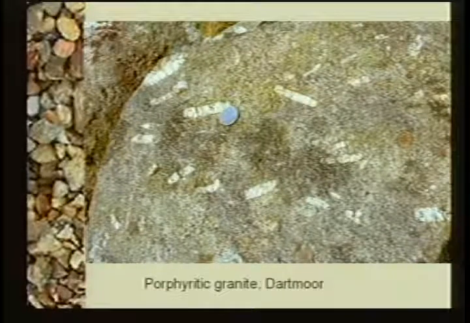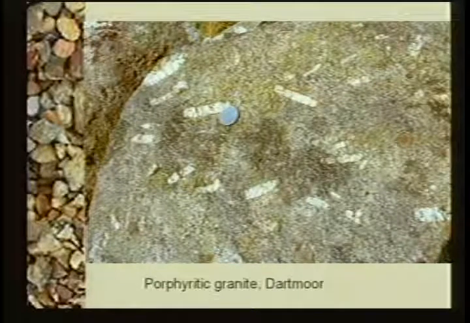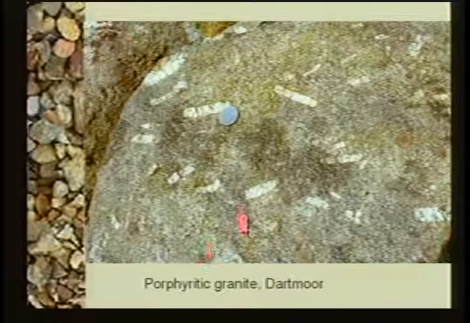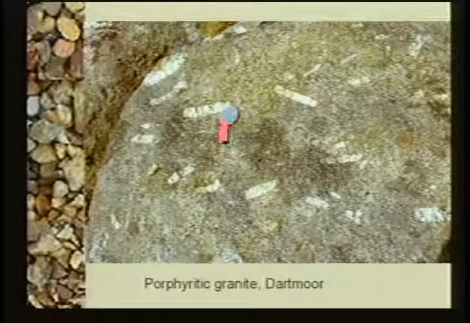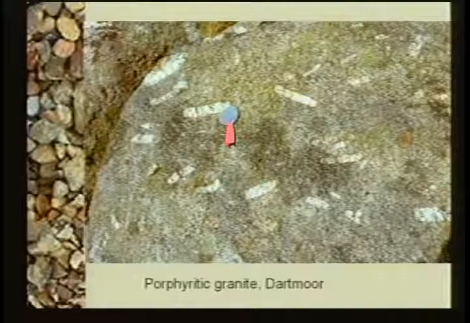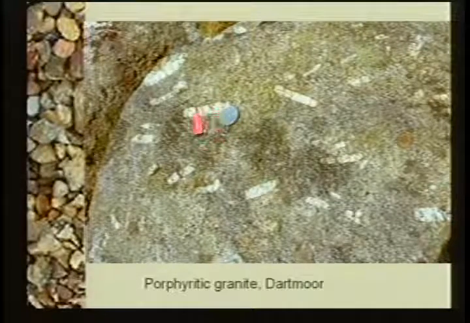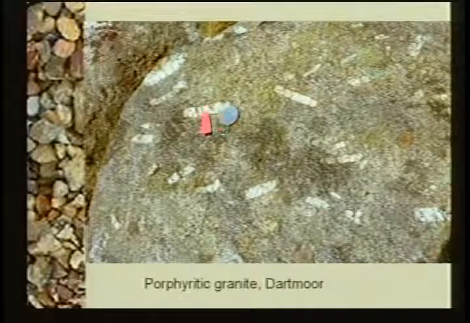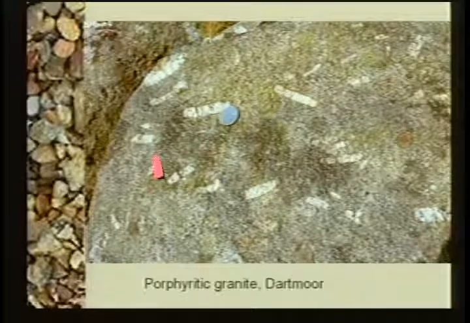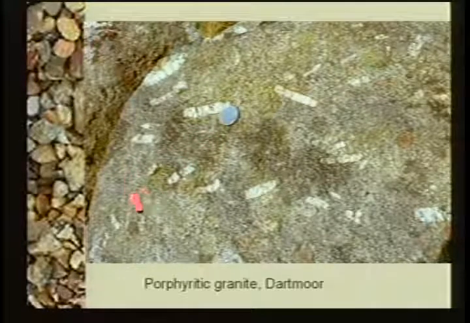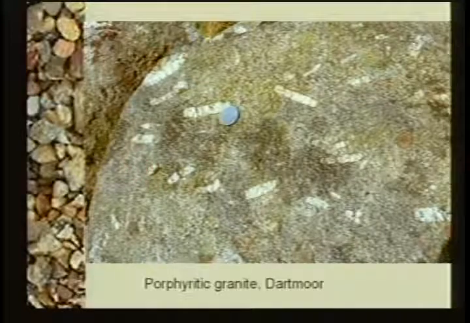Here's a photograph from Dartmoor, England, and this is a porphyritic texture. Here is a pound coin for scale. It's a little bit smaller than our U.S. quarter. Here we have the larger crystals, the phenocrysts, and the smaller crystals, all of this kind of grayish stuff, is the groundmass.